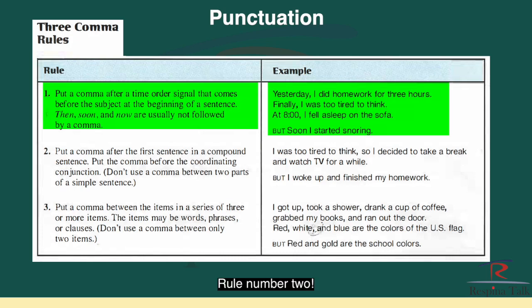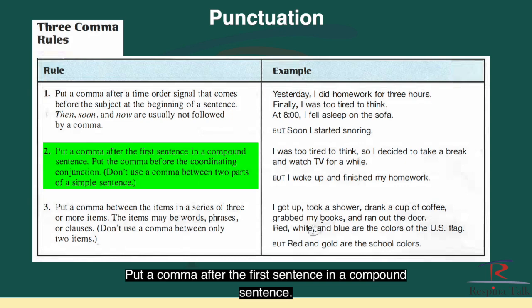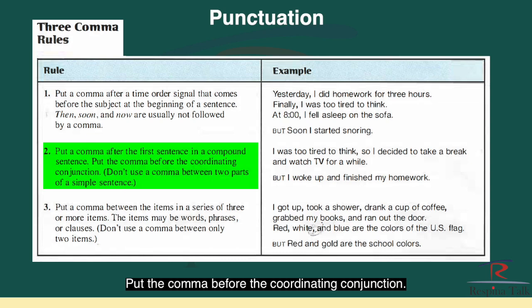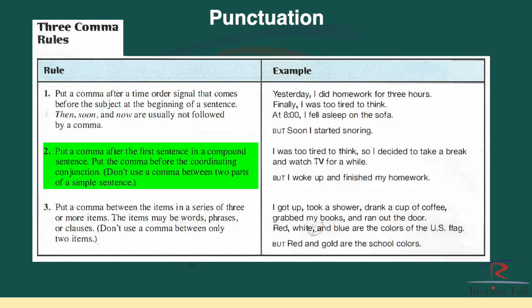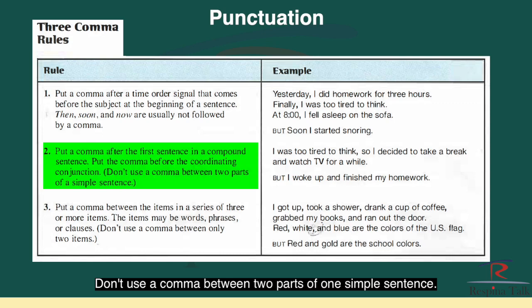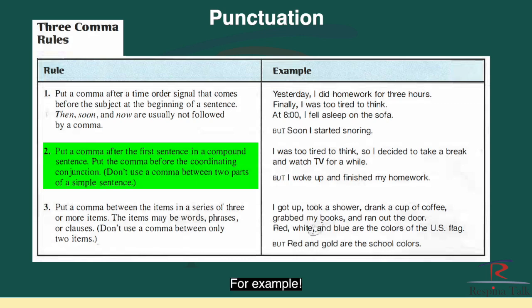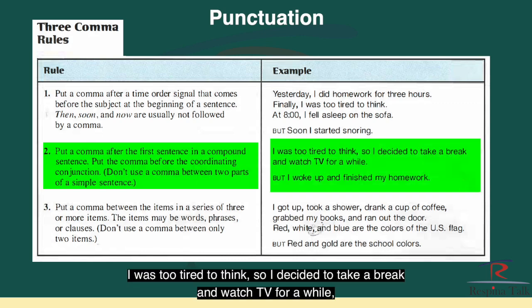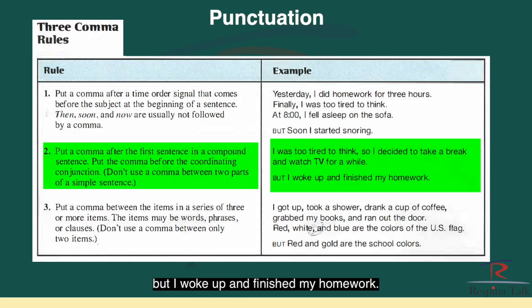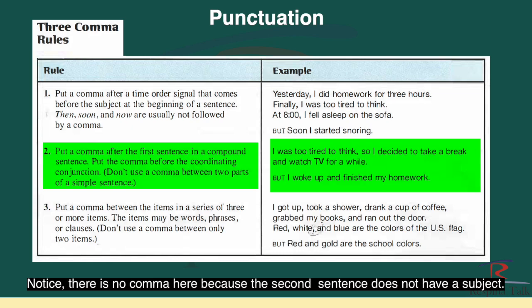Rule number 2: put a comma after the first sentence in a compound sentence. Put the comma before the coordinating conjunction. Don't use a comma between two parts of one simple sentence. For example, I was too tired to think, comma, so I decided to take a break and watch TV for a while. But I woke up and finished my homework. Now notice there is no comma here because the second sentence does not have a subject.